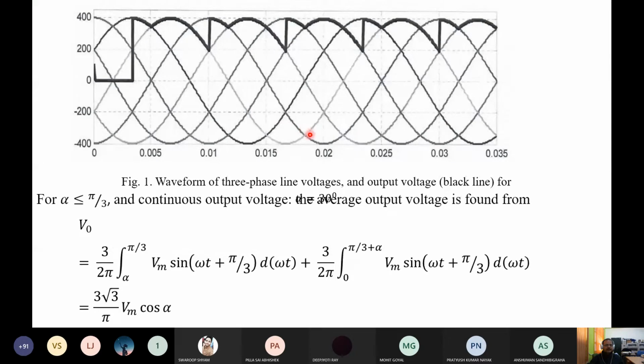Is it okay? Okay, sir. Again you go through, next class you can ask again. This difference you will differentiate when we go to the full converter. This is semi-converter.